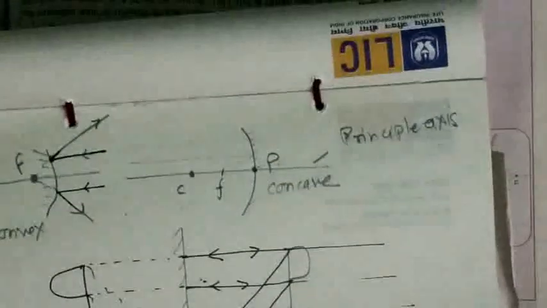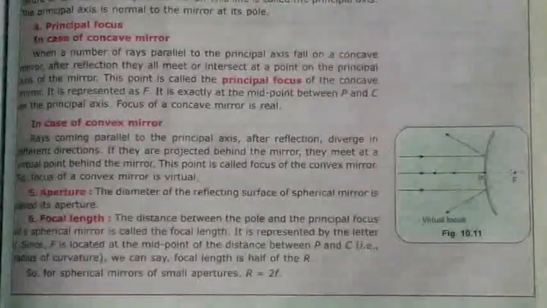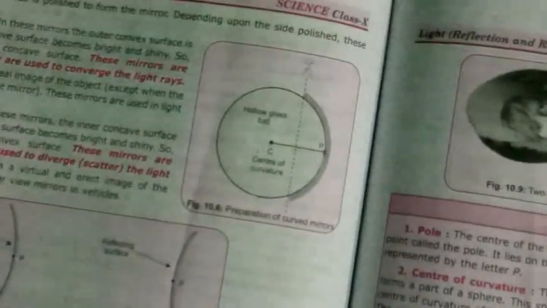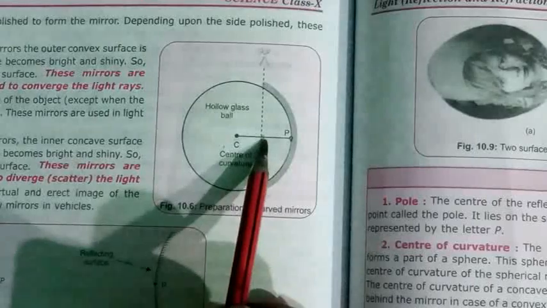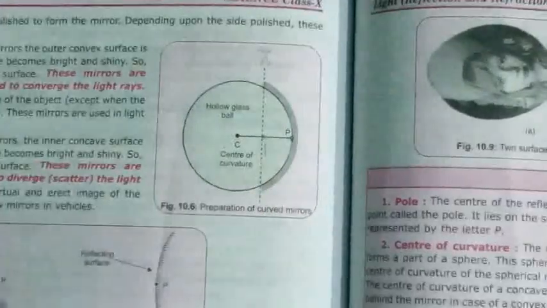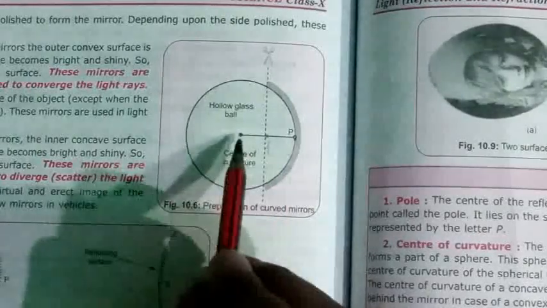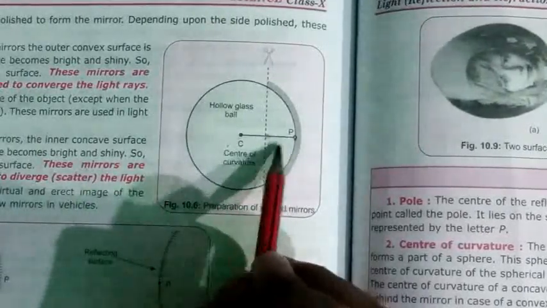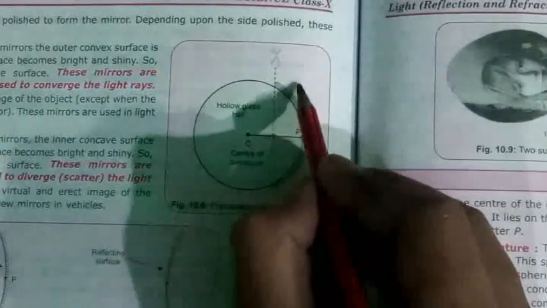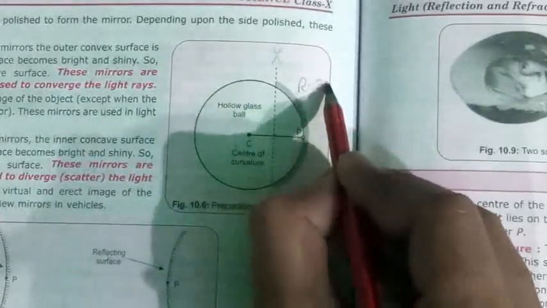Here you can see in this figure, this is the center, this is the pole, and in the middle of here is the focus. So the focus is half of the radius. So we can say R is equal to 2f.